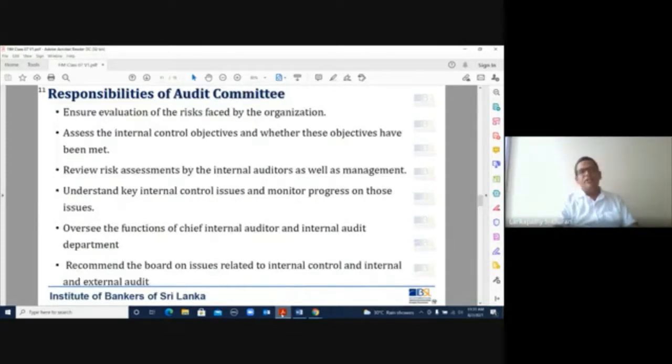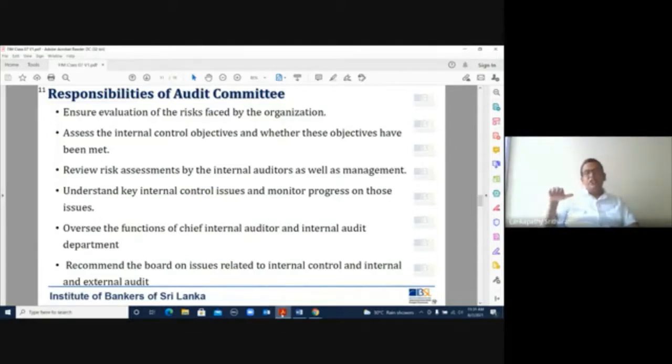Again, the responsibility of the audit committee. One or two independent directors may be chairman of the audit committee. One independent director will be chairman, and one or more non-executive directors may be members of the audit committee. And these are their responsibilities.